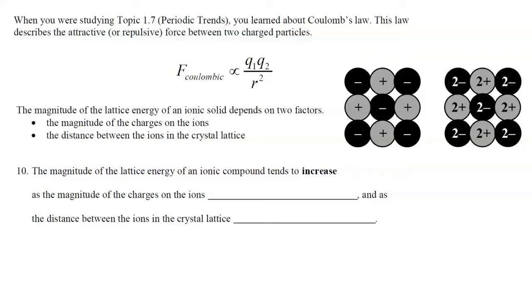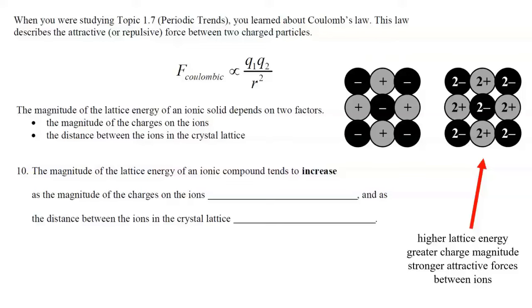Hopefully you can tell that they appear to have roughly the same size in terms of the positive and negative ions, but the particle diagram on the right represents a greater magnitude of charge. So you can see +2 and -2 for the charges on the ions as compared to +1 and -1 on the left. So which of these compounds would have a greater lattice energy?